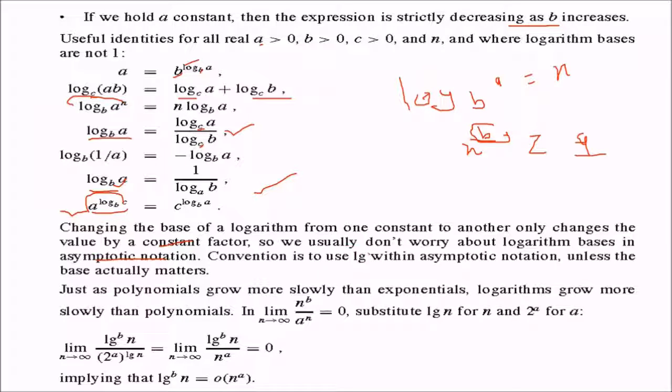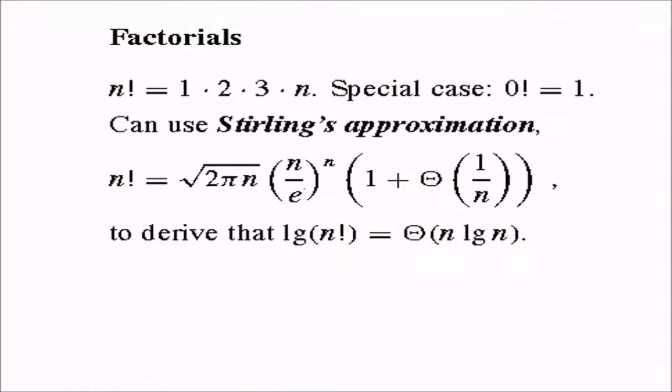So we usually don't worry about the logarithm base in asymptotic notation, but we'll try to explain every time. The convention is lg within asymptotic notation, unless we place or explain some base. Just as polynomials grow more slowly than exponentials, logarithms grow more slowly than polynomials. For example, if we take n^b by a^n, the limit as n goes to infinity is 0. We substitute lg n for n and n to the power a for a. This will become (lg n)^b over n^a, and that will be 0. So implying that (lg n)^b will be nothing but order of n to the power a.